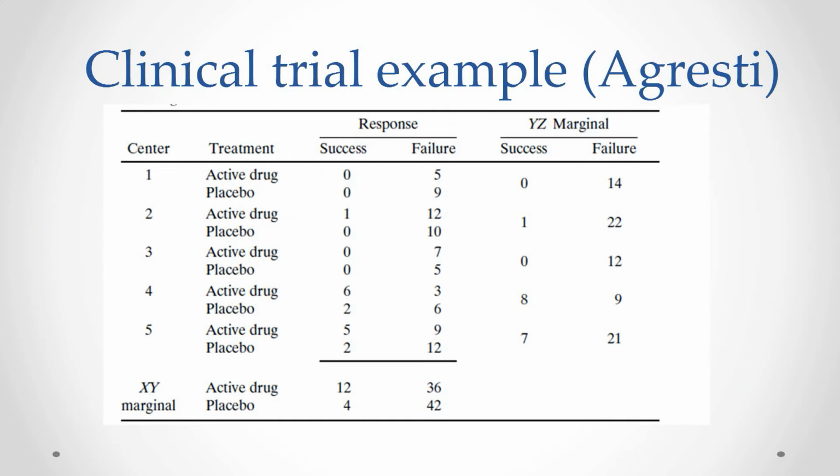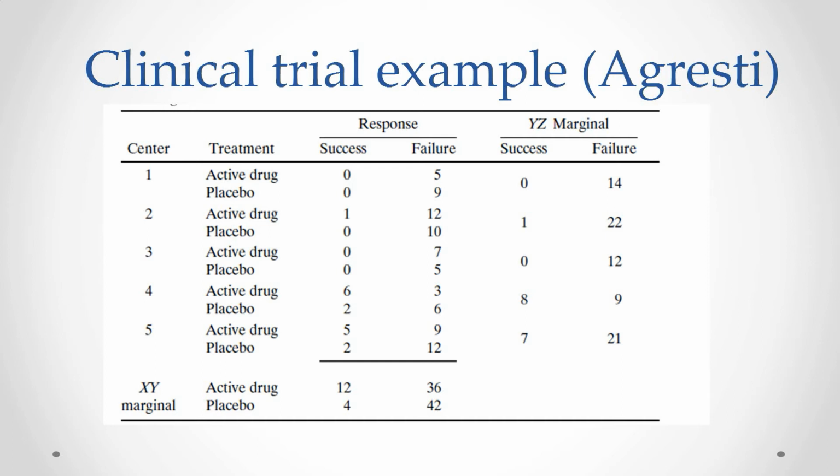Here we see the results of a clinical trial conducted at 5 centers. We wish to compare an active drug to placebo for treating fungal infections. The response is assumed to be binary, that is, success or failure. So Y here denotes response, X denotes treatment, and Z denotes center. Centers 1 and 3 had 0 successes. So the 5x2 marginal table, which relates response to center, contains 0 counts. The last 2 columns of the table show this marginal table.